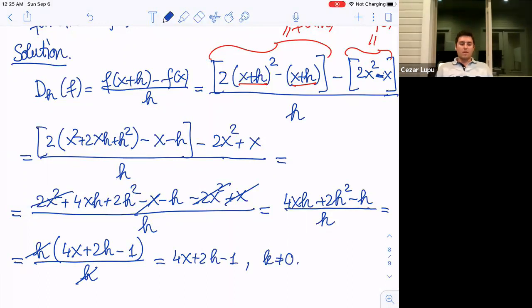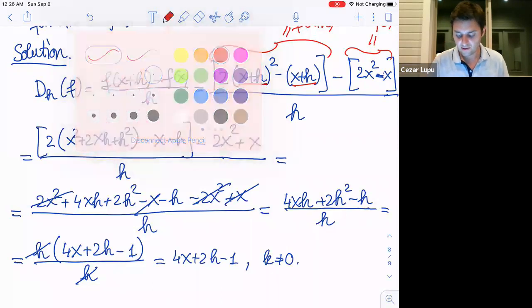Right, when we cancel this, we have to make sure that we are not canceling with 0. But anyway, that's the thing that we will learn in the next chapter: we will take the limit as h approaches 0, and then we'll find the derivative of this. So guess what? When h approaches 0, this expression, this difference quotient, will give us 4x minus 1, which is nothing else than just the derivative.